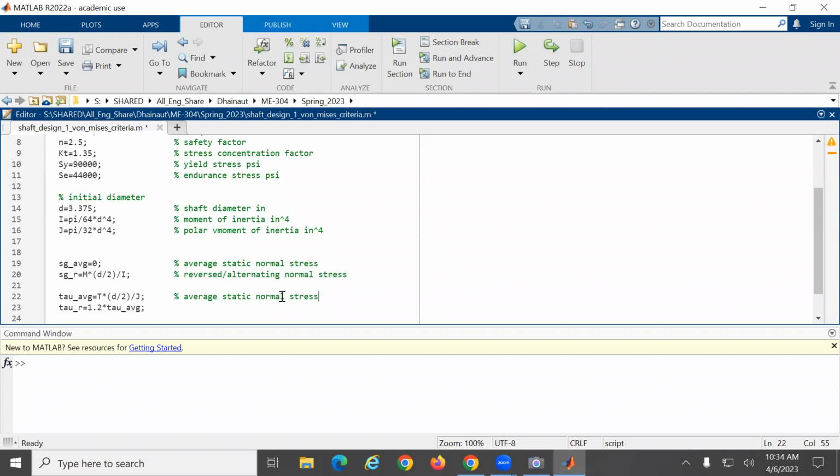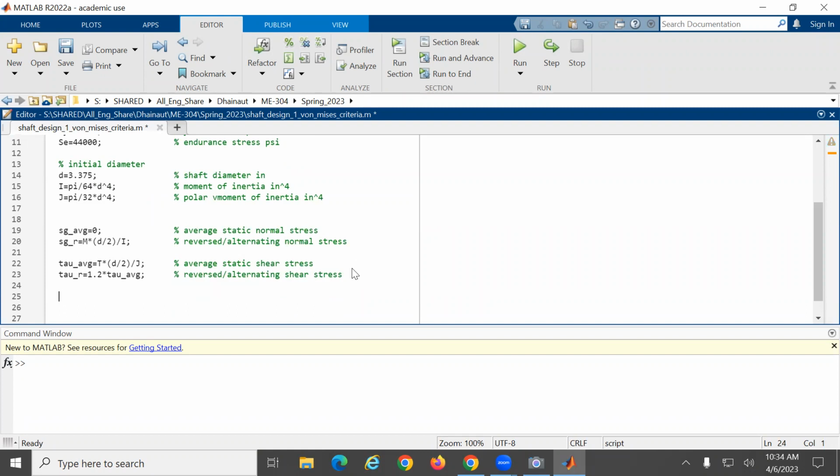Average static shear stress. And this one we can call reverse alternated shear stress.